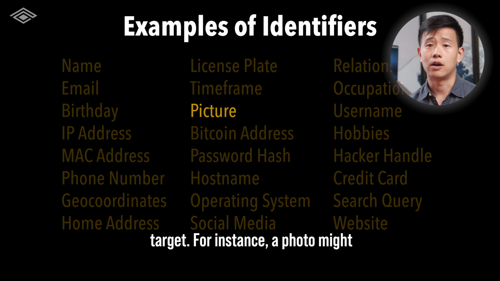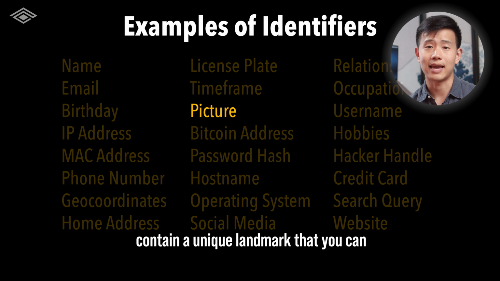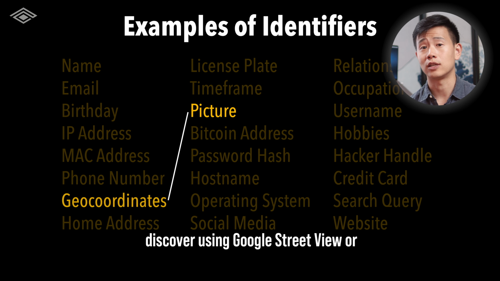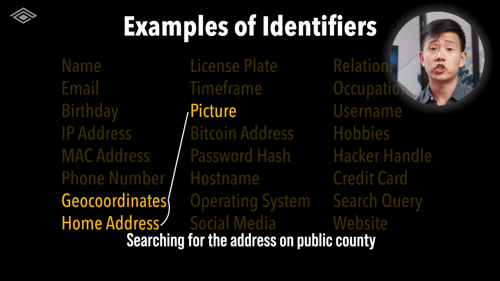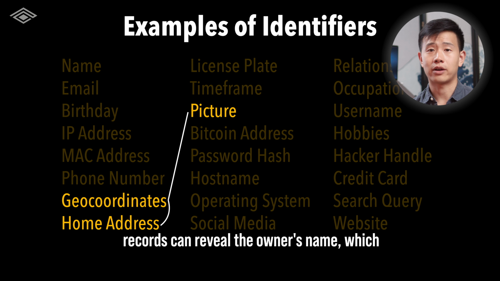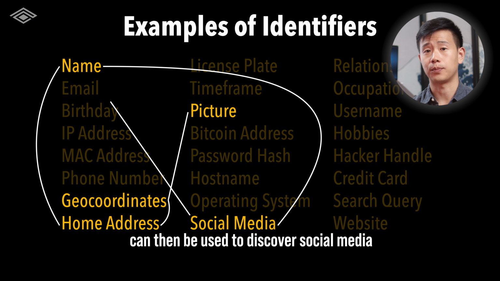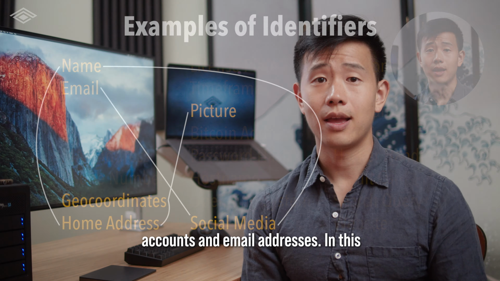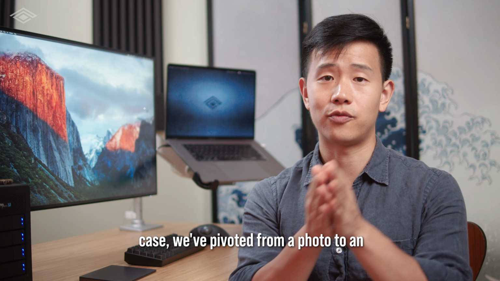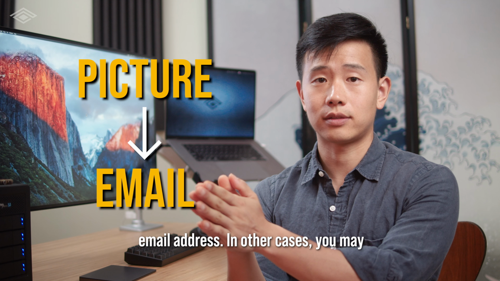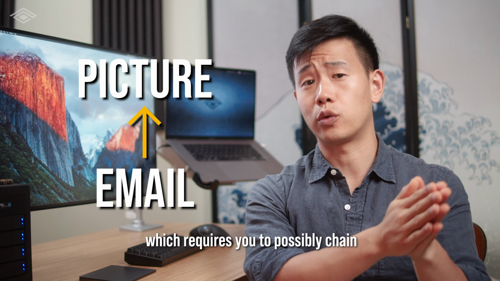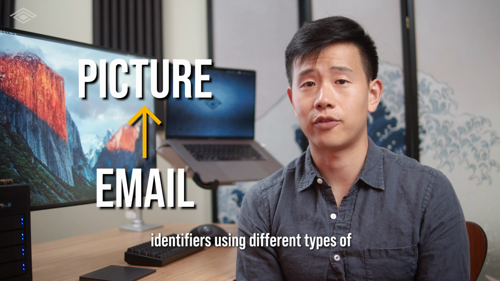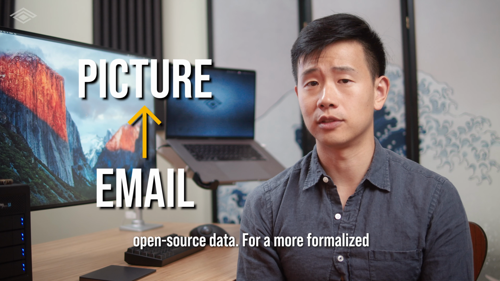For instance, a photo might contain a unique landmark that you can discover using Google Street View or Mapillary that leads you to a house. Searching for the address on public county records can reveal the owner's name, which can then be used to discover social media accounts and email addresses. In this case, we've pivoted from a photo to an email address. In other cases, you may want to pivot in the opposite direction, which requires you to possibly chain identifiers using different types of open source data.